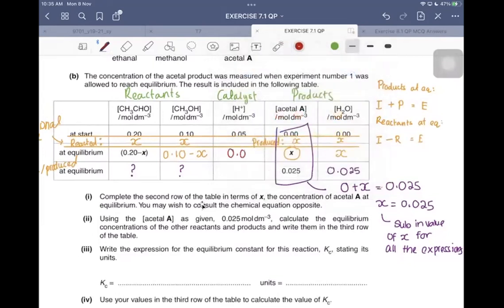As for the catalyst, please take note that the catalyst stays unchanged. So the catalyst will still be 0.05 all the way through. That's the most crucial thing about a catalyst. It does not get changed in a reaction.